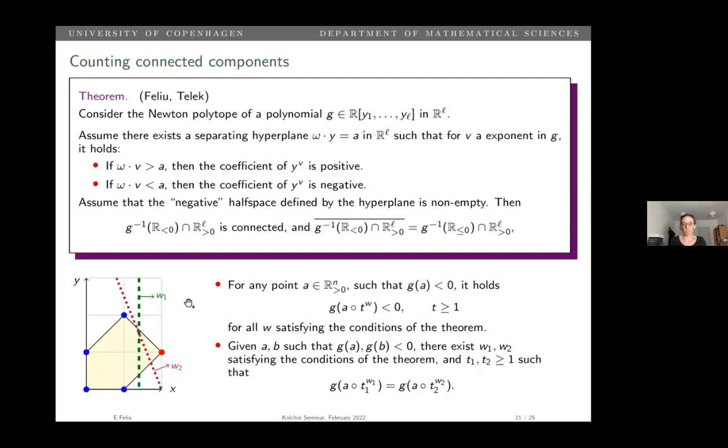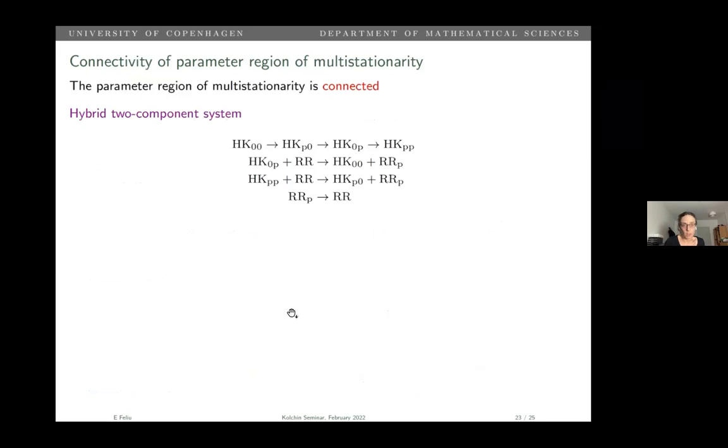Then these points, when you increase the t, g remains negative there. So if you start at the point where the g is negative, then you move them along this path, g remains negative. And then the idea is that if you have 2 points, you can choose this w such that in the end, the 2 paths meet. So you connect them. So that's the idea behind, in the case where the separating hyperplane does not contain points of the Newton polytope. If it contains, then you need to do some extra things to reduce it to this case, essentially. So that was the theorem, and now you can see putting the dots together.